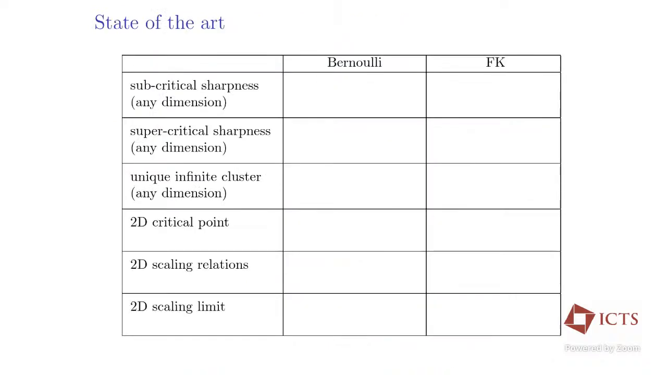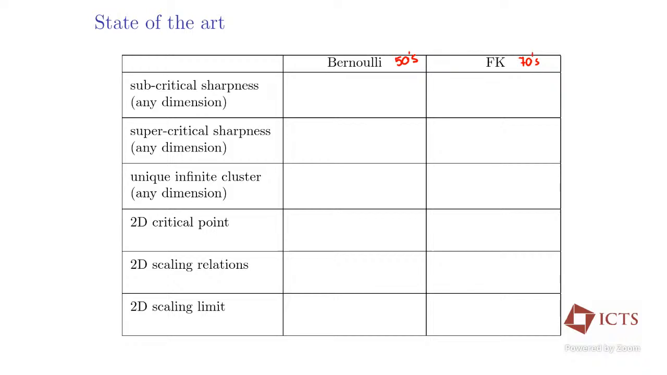And so just to understand a little bit where we are in the kind of global situation of what is known in Bernoulli and FK, maybe I should start by saying that Bernoulli percolation was introduced in the 50s, while FK percolation was introduced in the 70s. And here is a list of results for Bernoulli and for FK percolation.